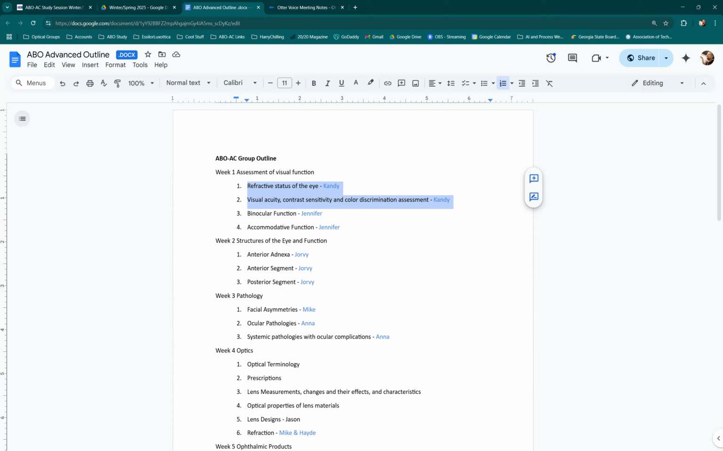Hold on, I have to find my share screen button because I had to make you small to fit everything on here. And just for the record, Candy will be going over week one: assessment of visual function, discussing the refractive status of the eye and the visual acuity, contrast sensitivity, and color discernment assessment.